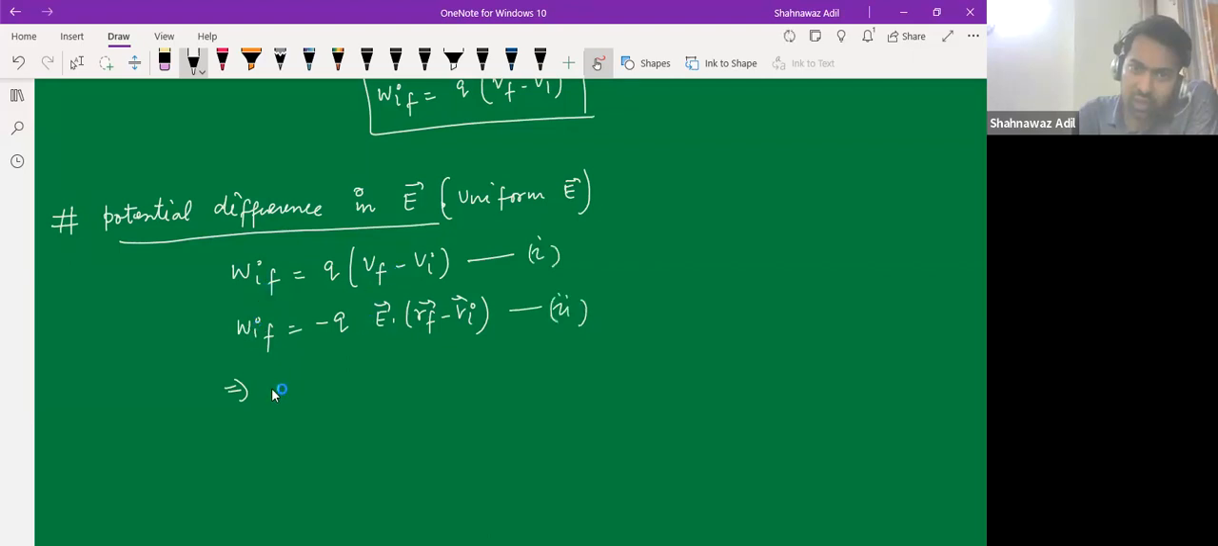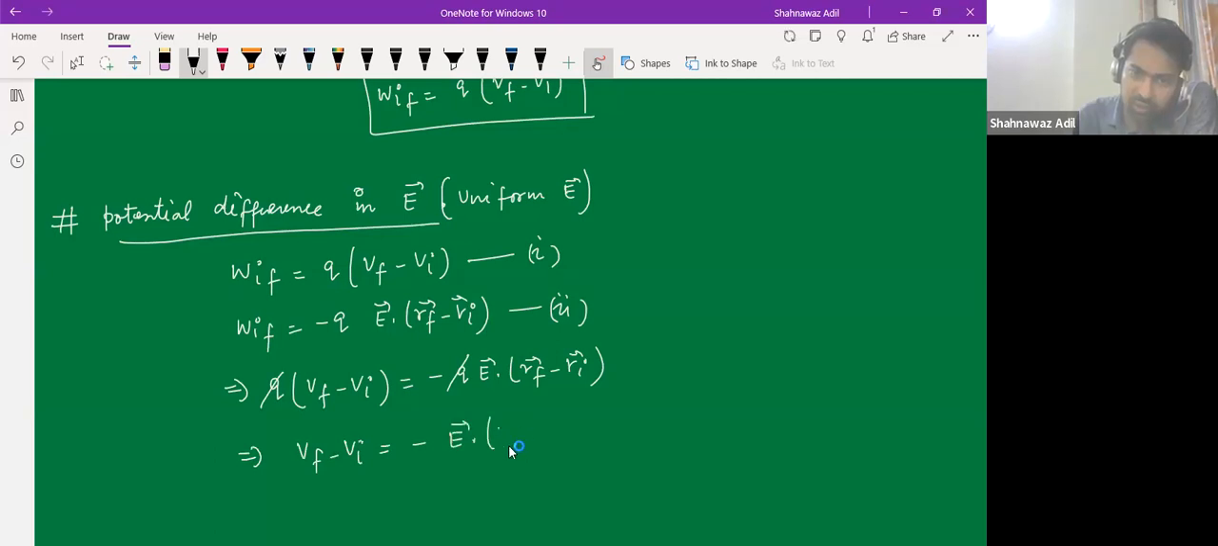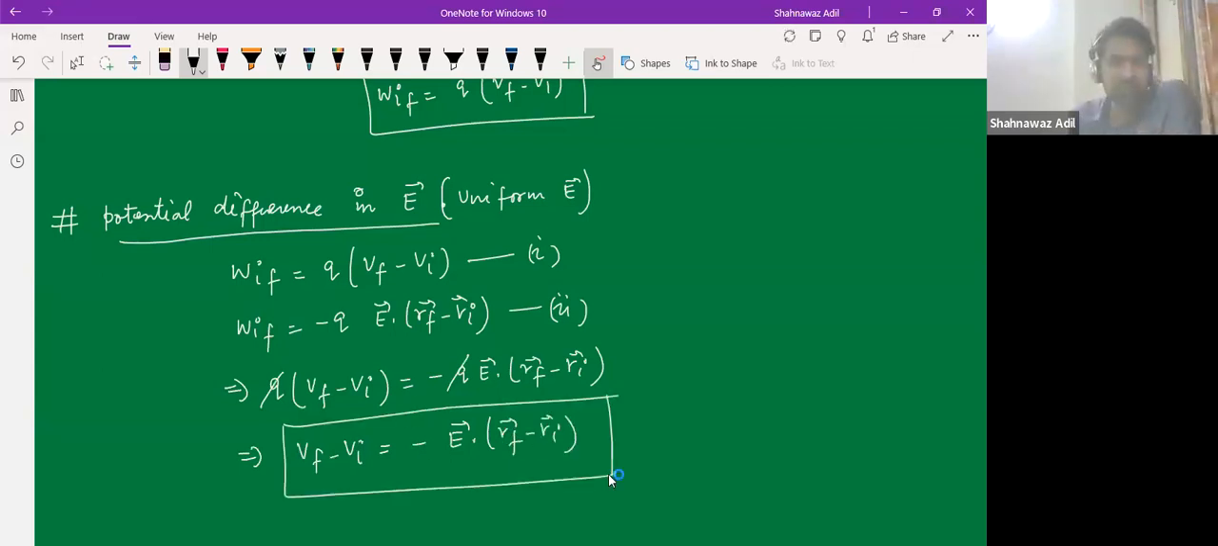right? So the left hand side is equal, so the RHS would also be equal. So this would be minus QE dot (R final minus R initial). So Q will cancel and the potential difference would be how much? That would be minus E dot (R final minus R initial), with this electric field.